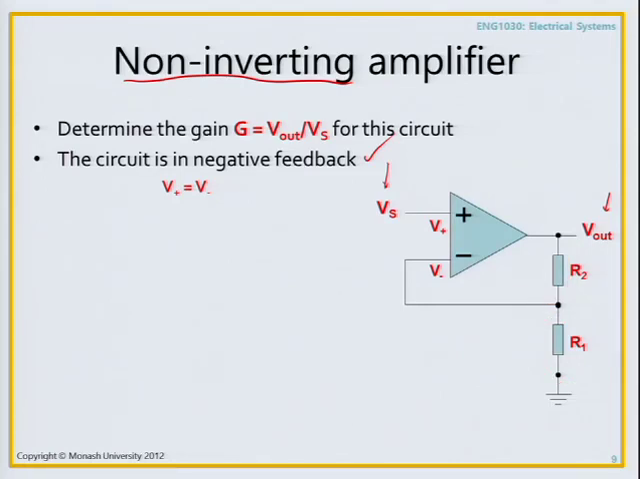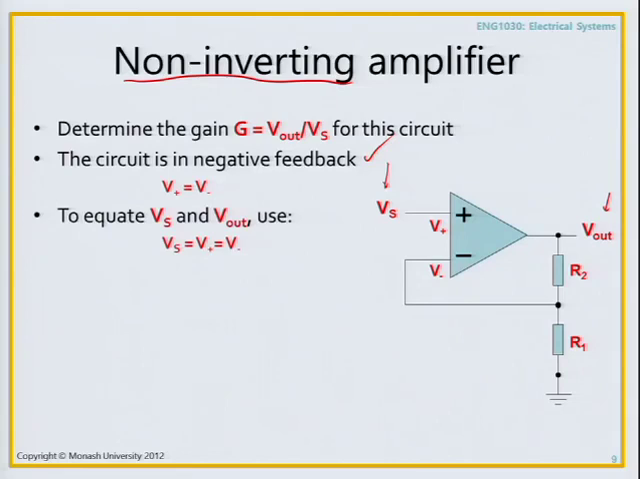Straight away, that allows you to use this rule, okay? It allows you to use V plus equals V minus. If this were not the case, you cannot use this, okay? And we should see that if you can't use this, it makes analysis a whole lot more tricky. But we have negative feedback, so we can use this rule.